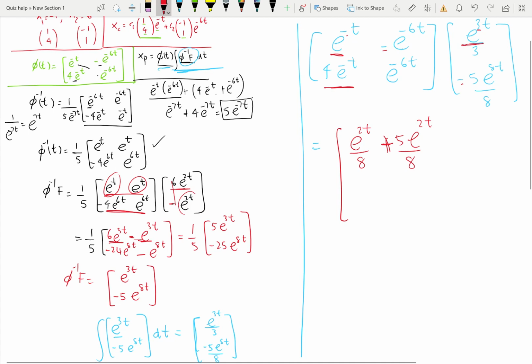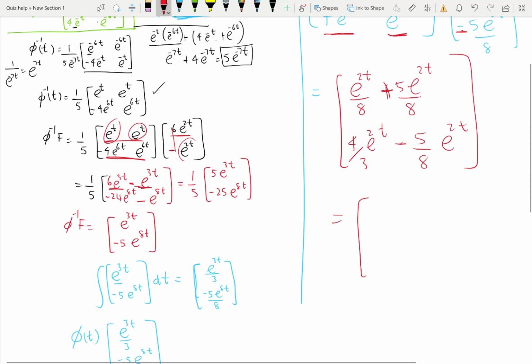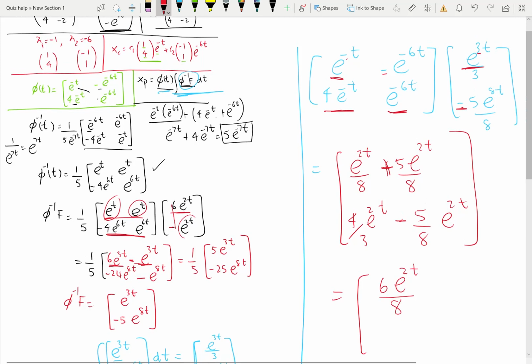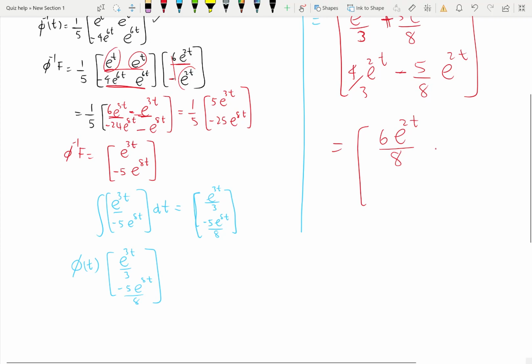Now the second row, 4 e to the negative t times this is 4 over 3, e to the negative t, e to the 3t is e to the 2t. This one is negative because this is positive and this is negative, negative 5 over 8, here e to the 2t, right? Okay, good. So let's see what we get. So here if we simplify, what do we get? So here 6 e to the 2t over 8. Okay, and then from here what we get is, did we do some kind of a mistake? This is not 8, this is 3, right? Yeah, I think I made a mistake there. So e to the negative t times e to the 3t over 3 is 3, right? Yes. Okay, so here it's not 6 times, it's to add these.